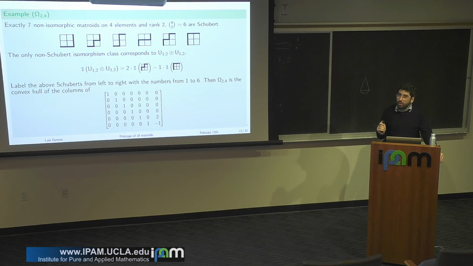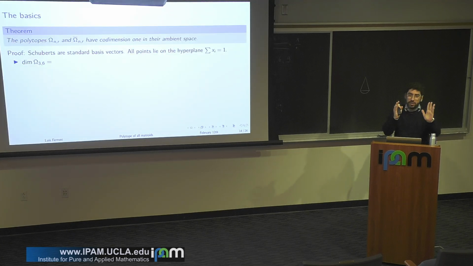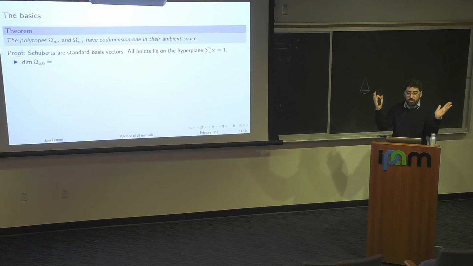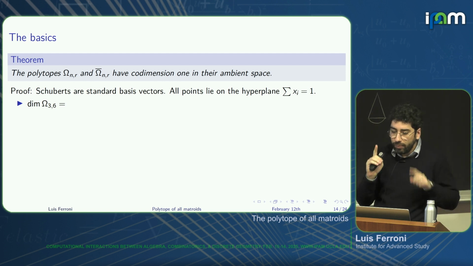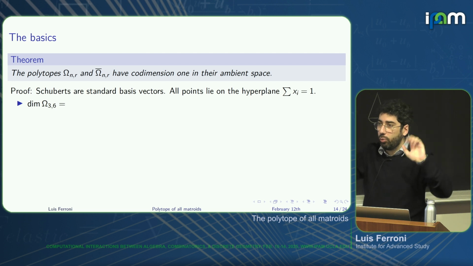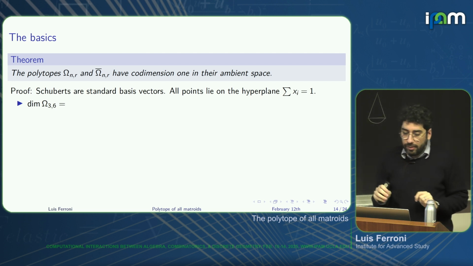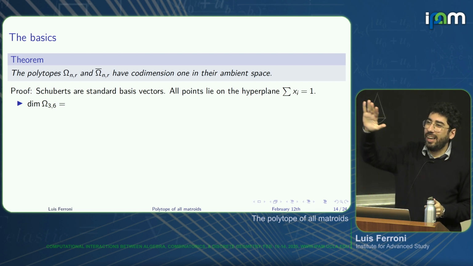Okay, so this is omega 2, 4. Now, the basic theorem, the first thing you can ask: what's the dimension of this thing? Theorem: the polytopes omega n r and omega bar n r have codimension 1 in their ambient space. So they are living in some R to the Schuberts or R to the non-isomorphic Schuberts, and in each case they have codimension 1. That means that they lie on a hyperplane.